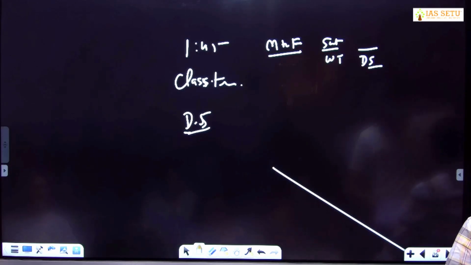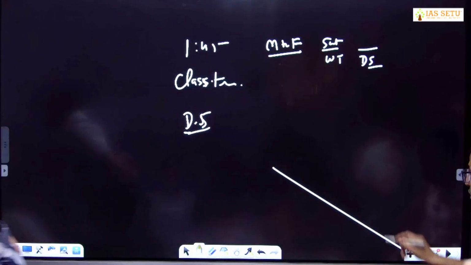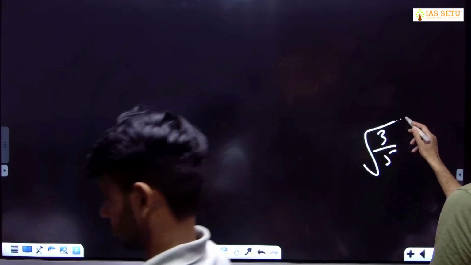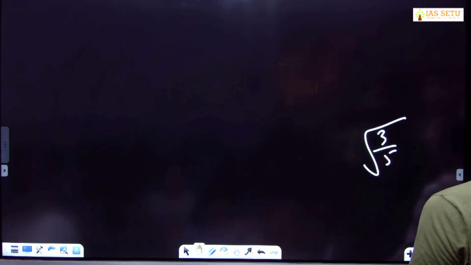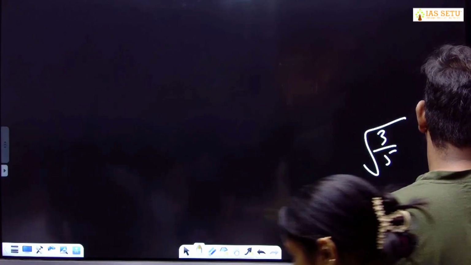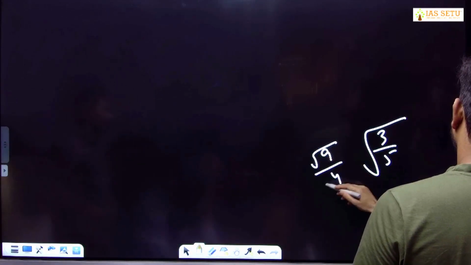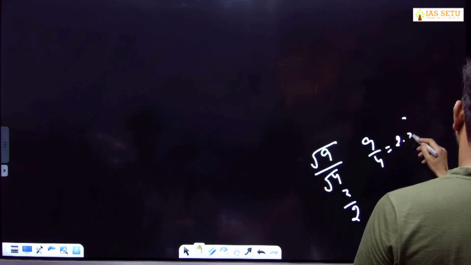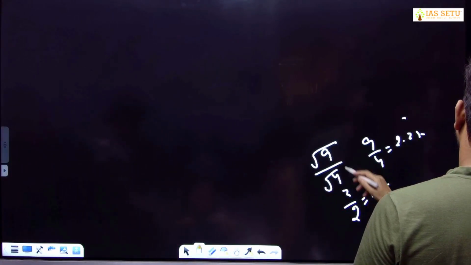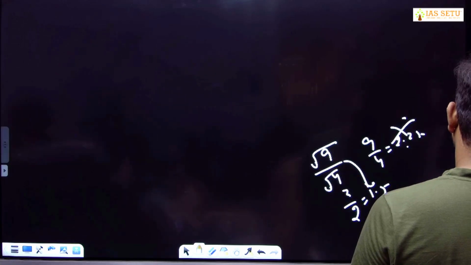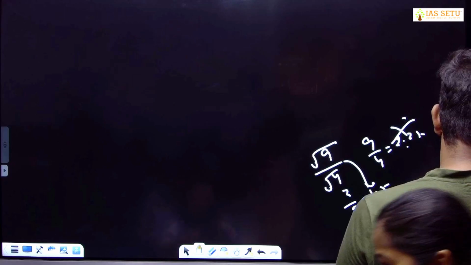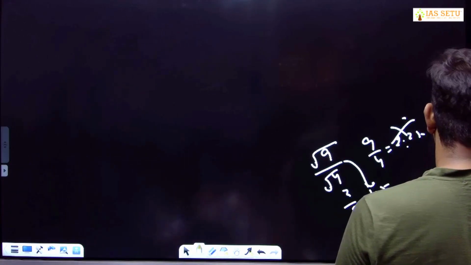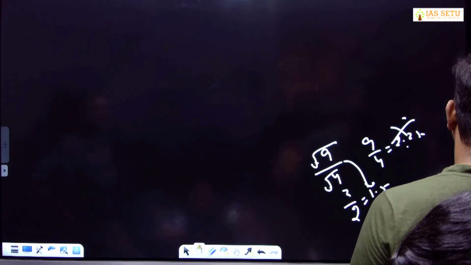No, we can't do. How come you can cancel? No, you can write this, but you can't cancel root to root. Otherwise, if it is under root 9 upon under root 4, according to it is 9 by 4, but actually 3 by 2. What is 9 by 4? 2.25. What is this? 1.5. Correct answer is this. So root can't be cancelled with root. No, you can't do. You can't cancel this symbol with this symbol. You can't do.